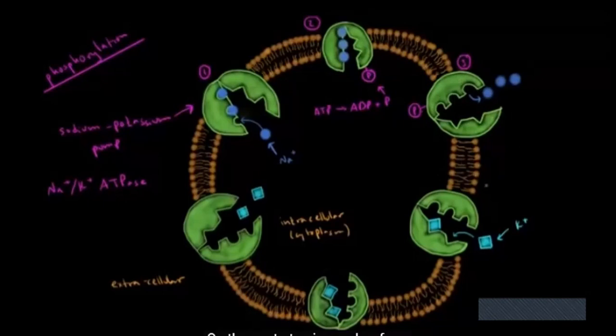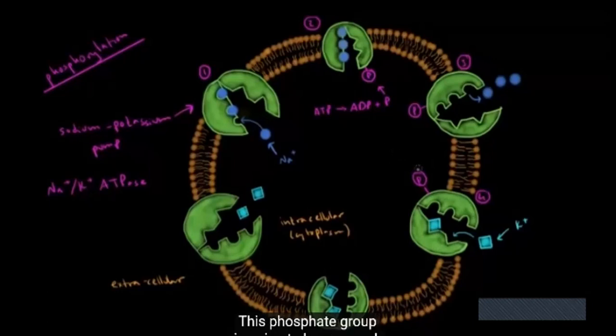So the next step is number 4, and again, we are still phosphorylated. There's still a phosphate group attached to our protein. And so in the next step, the potassium ions on the outside of the cells will attach themselves to the protein on the receptor sites. And take note, there are 3 receptor sites for sodium, but only 2 for potassium. When the potassium receptor sites are full, it's going to cause a different change to happen.